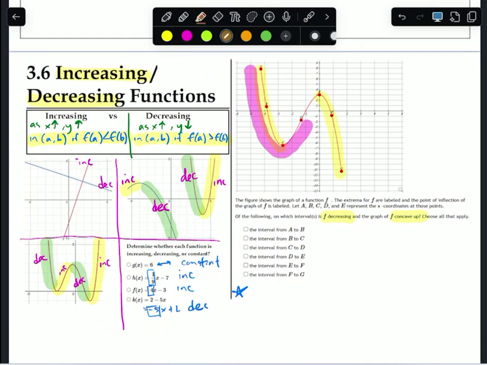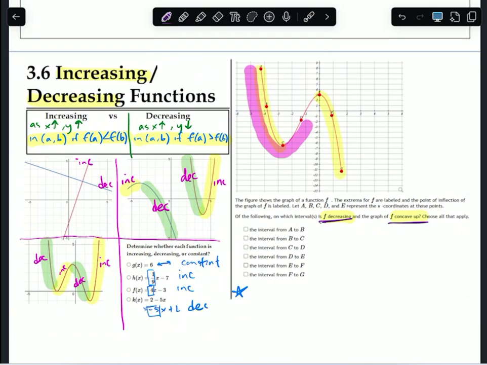So what we're looking for as our answer is on which part of the interval is f decreasing and concave up. The only place where that's happening is from A to C. So from A to B it's happening, and B to C, so over those two given intervals you see the graph is decreasing and concave up.